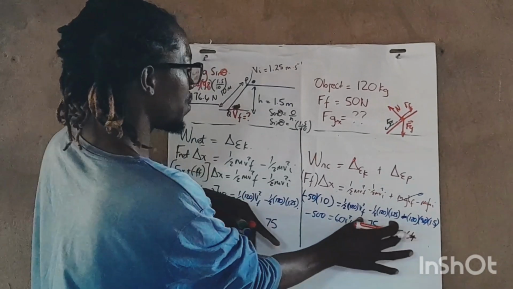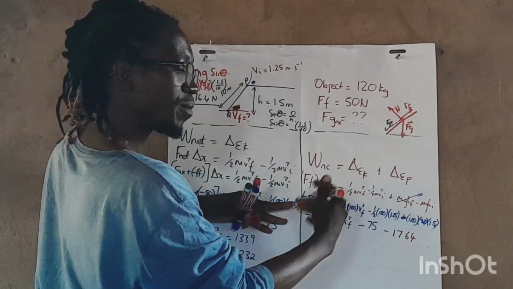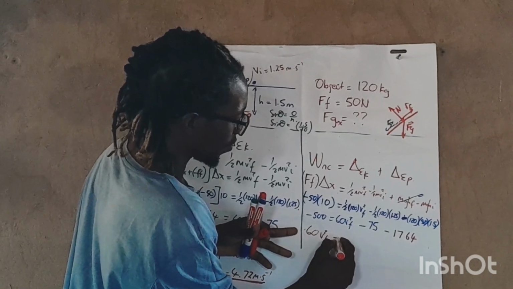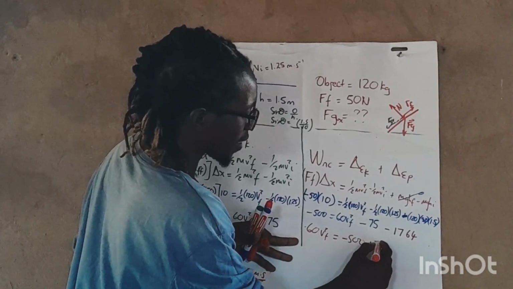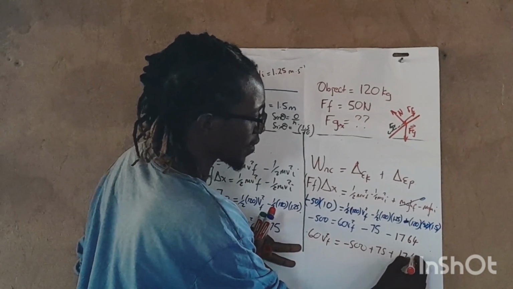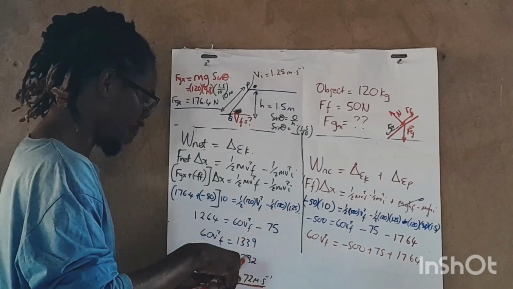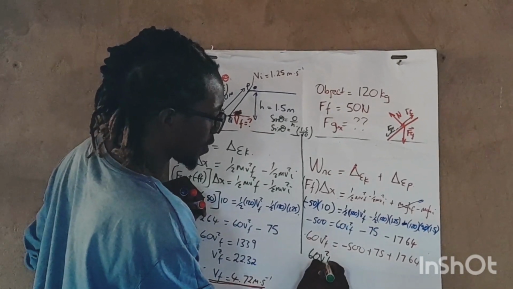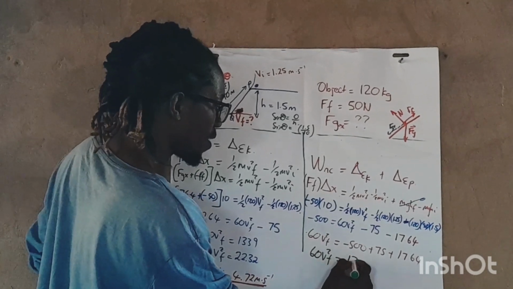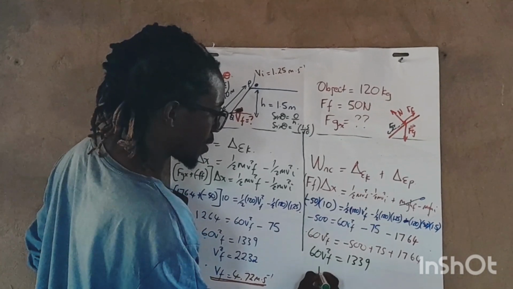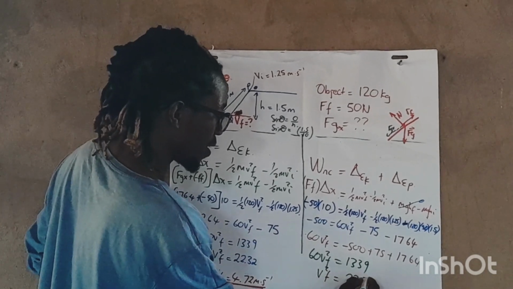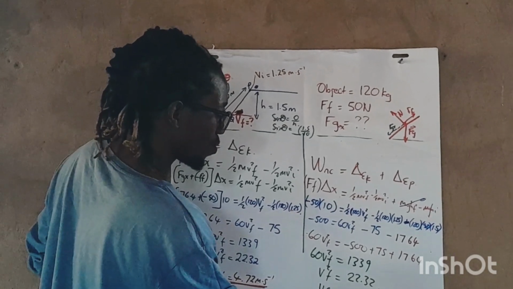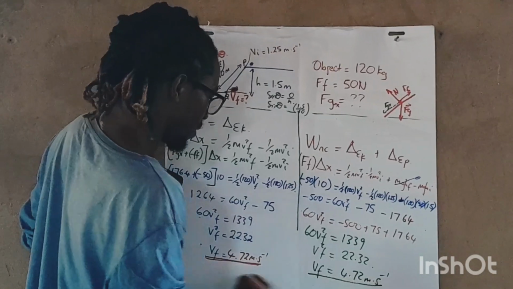And then it means that you are bringing this side now, there will be positive, right? So it will be 60 v squared final is equal to negative 500 plus 75 plus 1764. What do we have? 1339. So 60 v squared final is equal to 1339 divided by 60, 22.32, and square root, 4.72 meters per second. So this is equal to that.